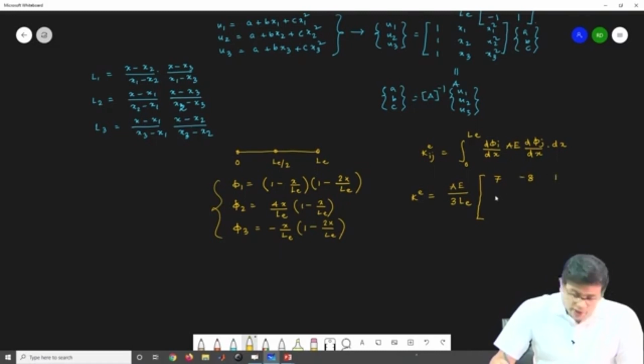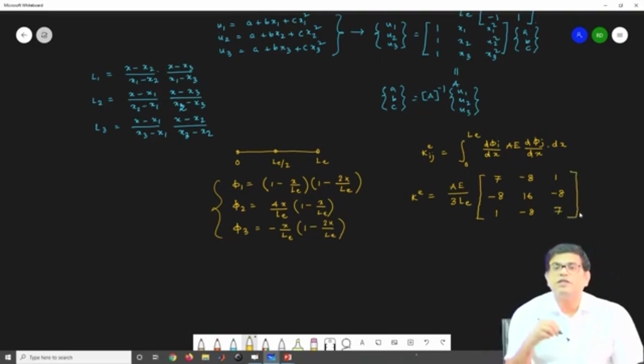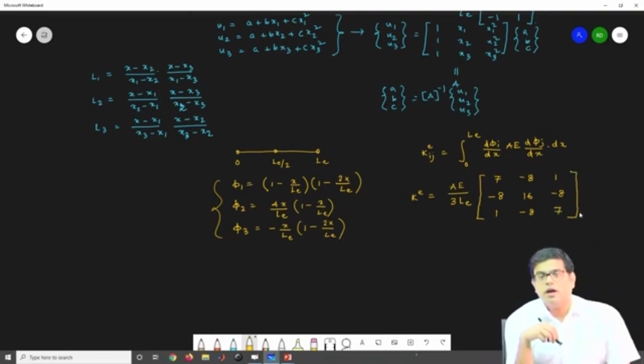So this is something like this. If you look carefully, it will be a 3 by 3 stiffness matrix. Then this is 1, this is minus 8 and this is 7. So this looks like the stiffness matrix for the quadratic element.